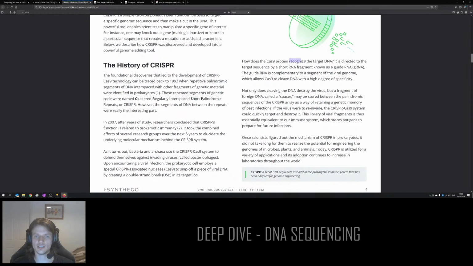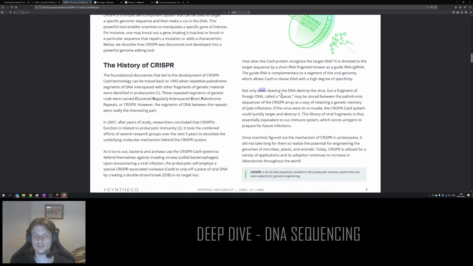How does the Cas9 protein recognize the target DNA? It is directed to the target sequence by a short RNA fragment known as a guide RNA. The guide RNA is complementary to a segment of the viral genome, which allows Cas9 to cleave DNA with a high degree of specificity.